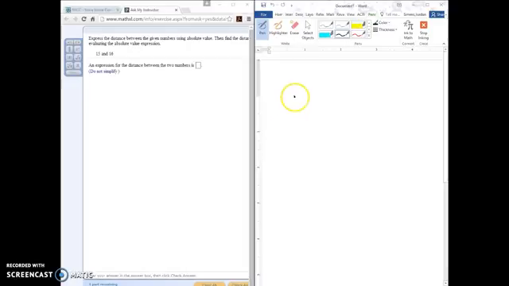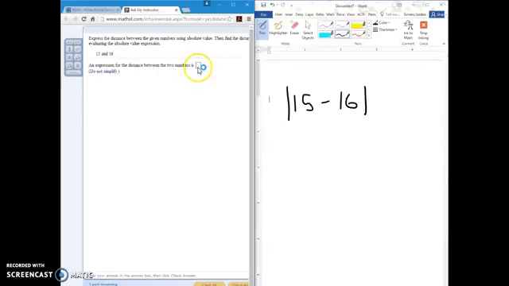We have 15 and 16, so we take the difference of those two numbers, and then what we're actually doing is we take the absolute value of the difference between those numbers. So that's going to be our first part right here. So if I click this box, I'm going to first click on the absolute value button, and you can see the absolute value bars come up. 15 minus 16, and we're good to go.